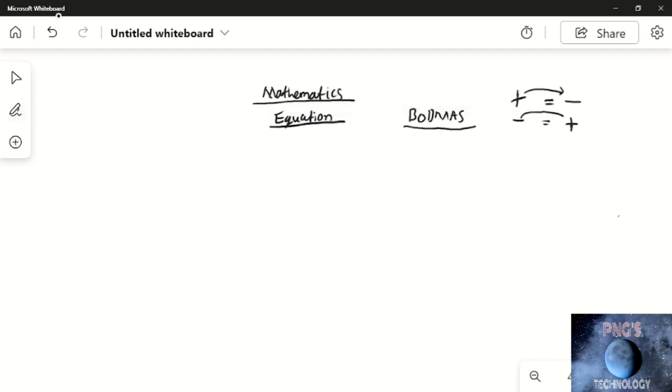So let's proceed. Using the balance method, solve the following equations, write down the steps, as in the above examples. So continuing with further examples.